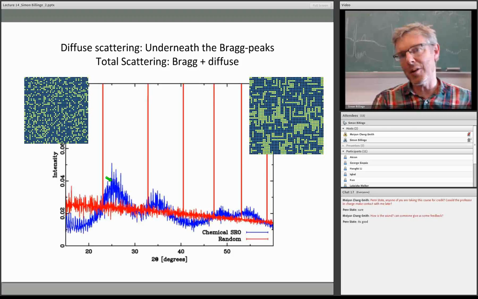And then we have a problem of signal to noise, because you can see that even though these data were simulated, we didn't have enough statistics on our simulation, and so they appear noisy. And when you do real experiments, the diffuse scattering also has to be measured with very good statistics.